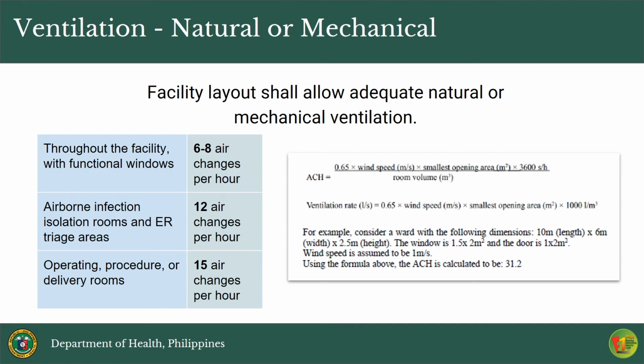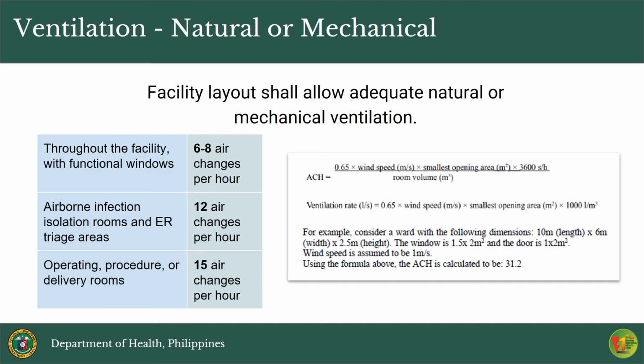Adequate ventilation throughout the facility contributes to maintaining a hygienic environment and can be minimally accomplished via the presence of functional windows and doors that allow at least 6 to 8 air changes per hour for natural ventilation. For airborne infection isolation rooms and ER or triage areas, 12 air changes per hour is recommended, while up to 15 air changes per hour may be recommended for operating, procedure, or delivery rooms.